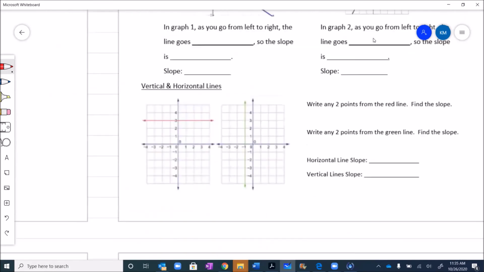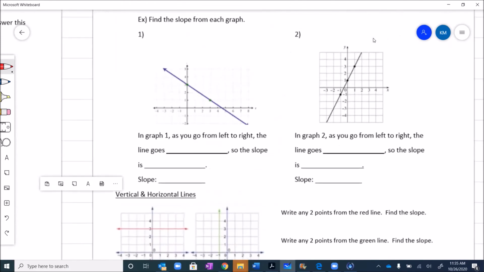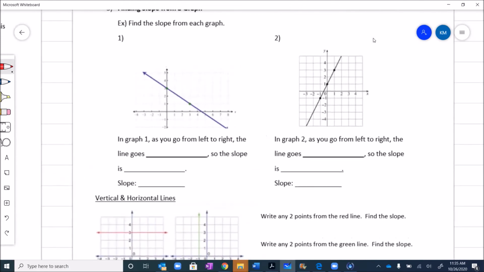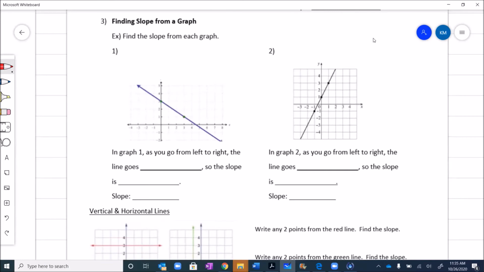Okay. And now our final way, not really final way, but our final way to find slope from a graph. As we look at these graphs, remember that we can find the slope using rise over run, and that's basically restricted to graphs. In graph 1, as you go from left to right, the line goes down. Notice that this is a downward slope. Remember that we talked about that in the last chapter, that means that the slope is negative.